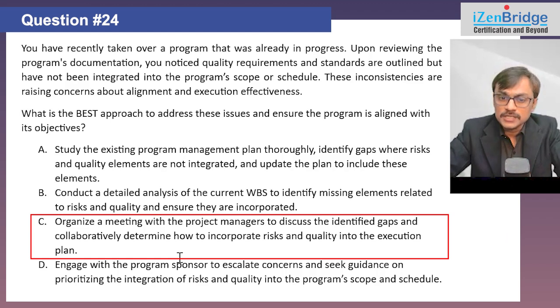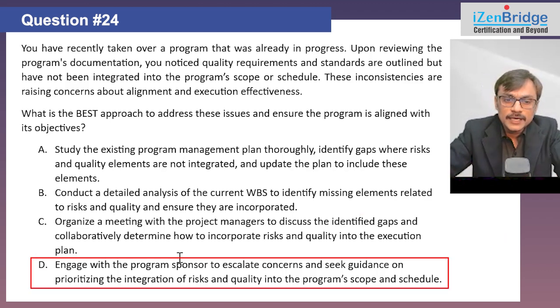Let's see option C. Organize a meeting with the program manager and project managers to discuss the identified gaps and collaboratively determine how to incorporate risk and quality into the execution plan. Now this may look great. But overall, I'm a new guy and I need to start with identifying the gaps and then start fixing them. I am not directly jumping to assuming that project managers have detailed information. There is a possibility, but there could be other stakeholders also who may provide me the inputs. So just narrowing to project managers and hoping they will help me may not be suitable. I still prefer A.